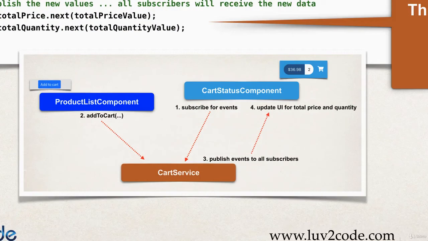And again, just remembering our application interaction. This cart status component subscribes to the cart service, we did some work, and then we publish the events to all subscribers. So the cart status component will now get this event of the new data that we just sent out for total price and total quantity.